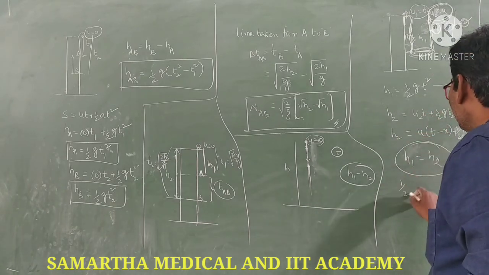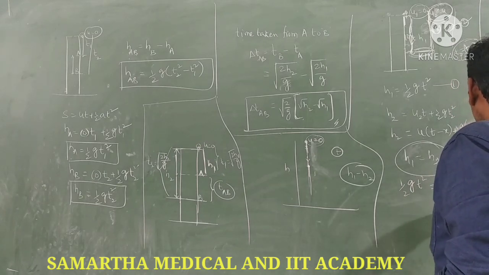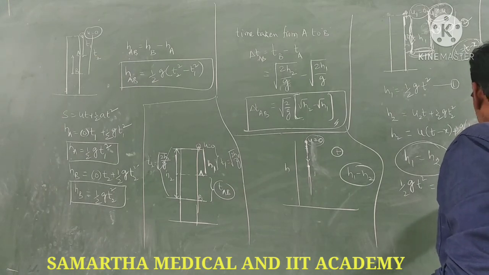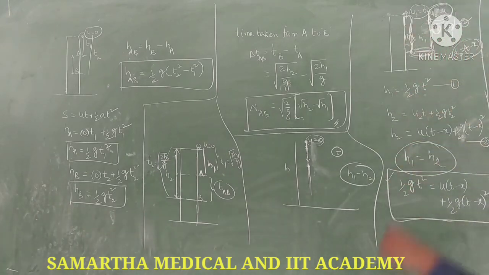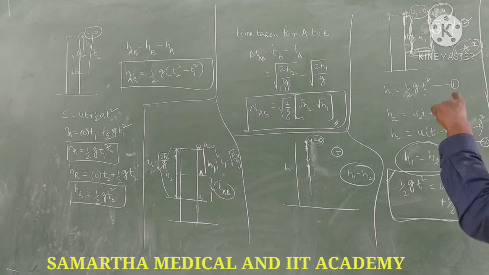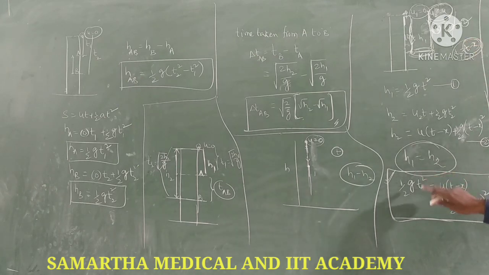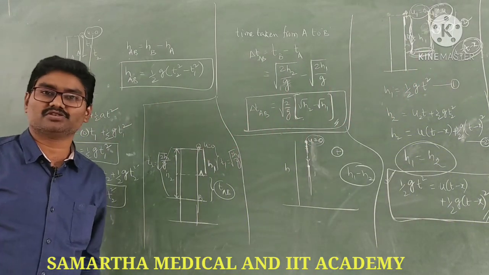So you can equate half g t square is equal to u into t minus x plus half g into t minus x whole square. This is the condition for both the bodies to meet. One body is dropped, and after x seconds the second body is thrown down, then both of them will meet. The first body's covered distance should be equal to the second body's covered distance during t minus x seconds. So after equating you get the condition. You will simplify and get the time. So that is the condition to solve this.